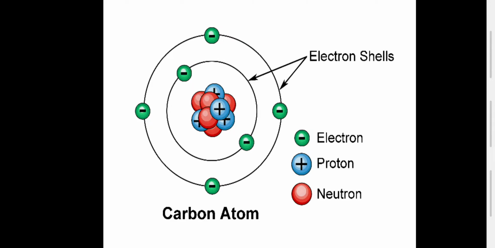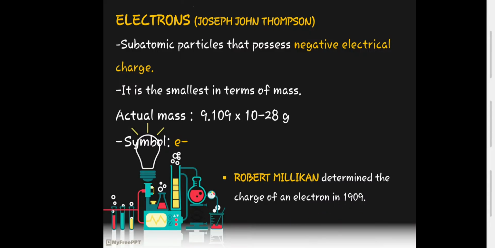When we say either, it can carry negative charges or it can carry positive charges. So always remember that electrons are negative charges, protons are positive charges, and neutrons are either positive or negative charges. Okay, continuing. Let's discuss first the first subatomic particle in an atom or in an element, which is the electron.